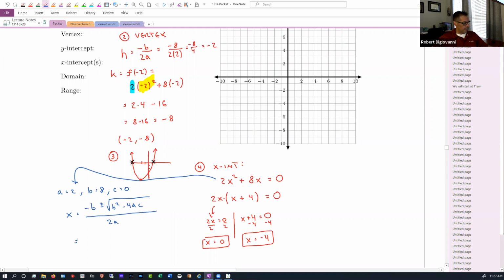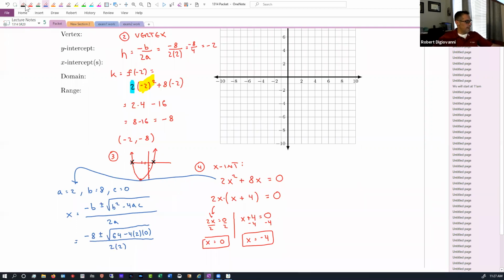Let's plug everything in. So negative b would be negative 8 plus or minus the square root. Then we need b squared. That's negative 8 times negative 8. That's positive 64. Minus 4 times a, which is 2, and then times c, which is 0. And then 2 times 2 on the bottom.